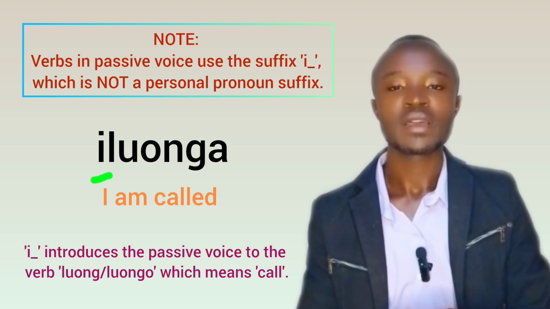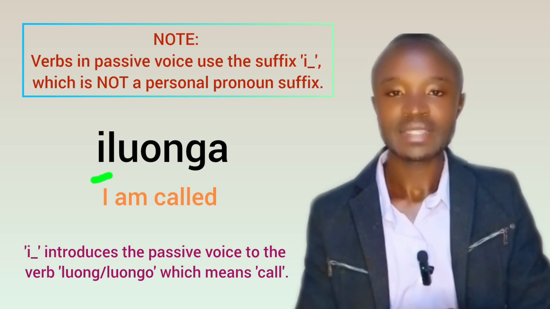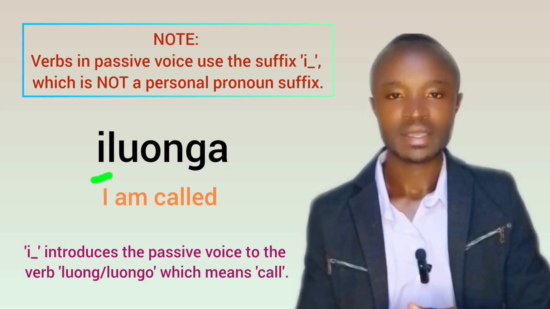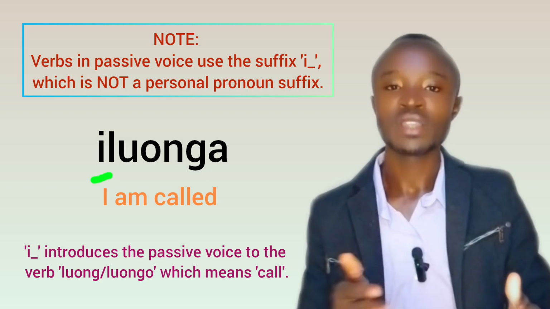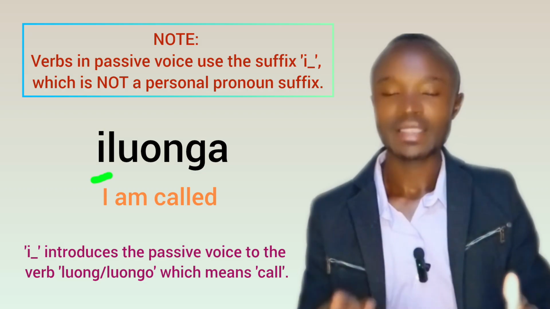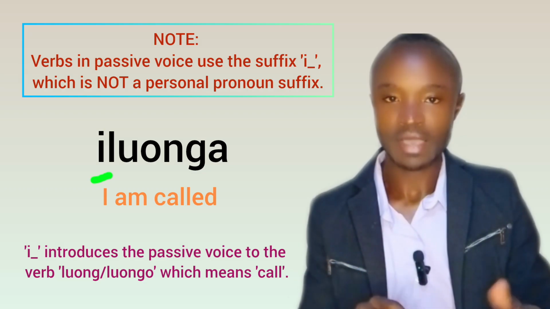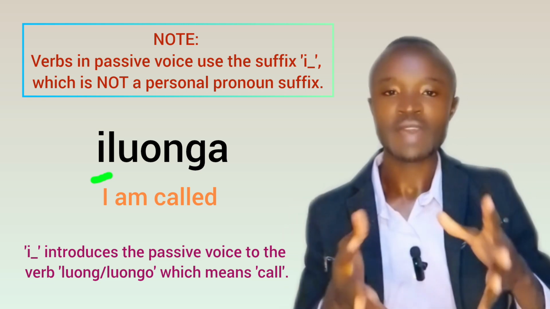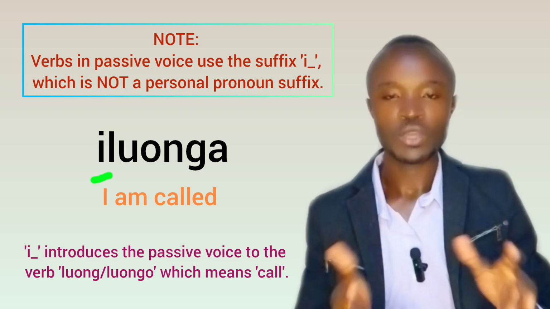I want to make something clear. The second person pronoun E in the subjective case should not be confused with the E used in certain Dholuo sentences to create the passive voice. For instance, when you say ilwonga, ilwonga. So E in that case is totally not the second person personal pronoun, but it is used to create the passive voice from the verb luongo, which means call.